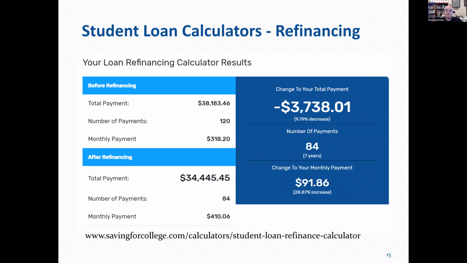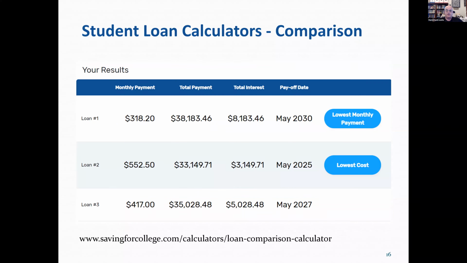The next calculator is a loan comparison calculator, which allows you to compare 2 or more loans. And this uses the same example of $30,000 in debt at 5%, but it compares it with 4% with a 5-year repayment term and 4.5% on a 7-year repayment term. And you'll notice that we highlight which one has the lowest monthly payment and which one has the lowest cost of the life of the loan.